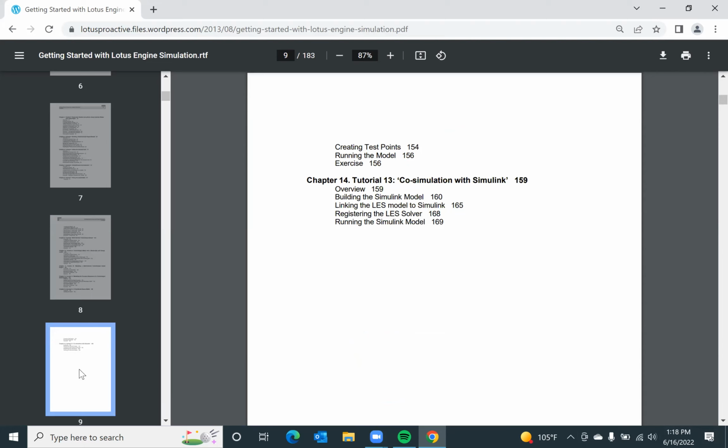Now, if you want to interface Lotus engine simulation with MATLAB Simulink, you have a data pipe that you can actually use, so that the Lotus engine simulation software can exchange and interact with the MATLAB simulation environment. For example, the loads and the stresses that you get from Lotus engine simulation software can be transferred to MATLAB for dynamic analysis or some other analysis, or maybe you can use SimMechanics for vibration analysis.